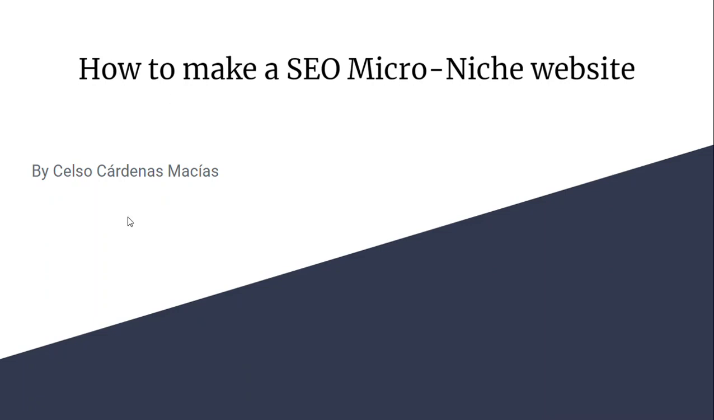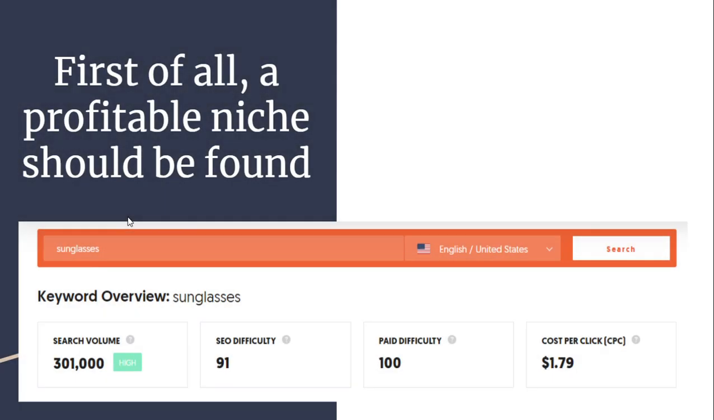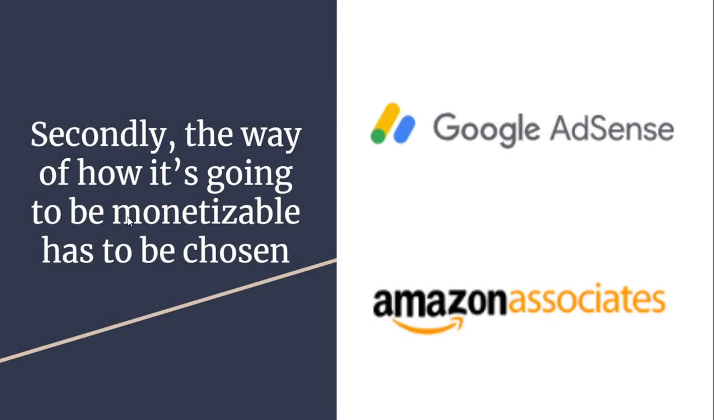Hi and welcome. In today's video, I'm going to show you how to make a SEO micro-niche website. First of all, a profitable niche should be found. Secondly, the way of how it is going to be monetizable has to be chosen. Mainly, we are going to use Google AdSense and Amazon Affiliate.